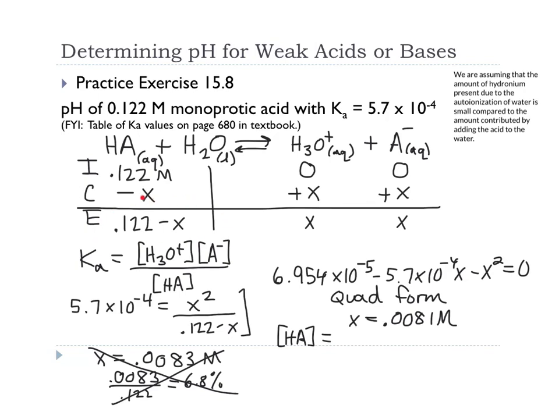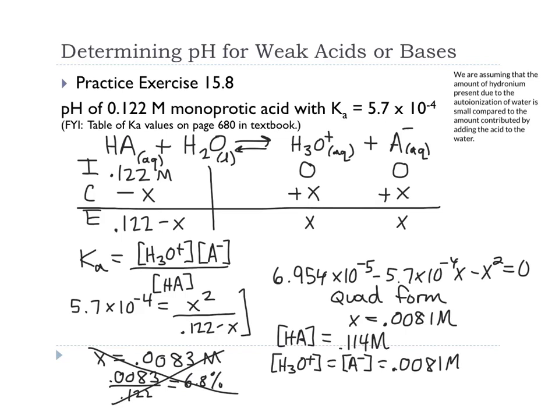So HA at equilibrium is 0.122 minus x, which will be 0.114 molar. And the concentration of hydronium is equal to the concentration of A minus at equilibrium, because they're both going to be x based on our BCA table. And their concentration will be 0.0081 molar.